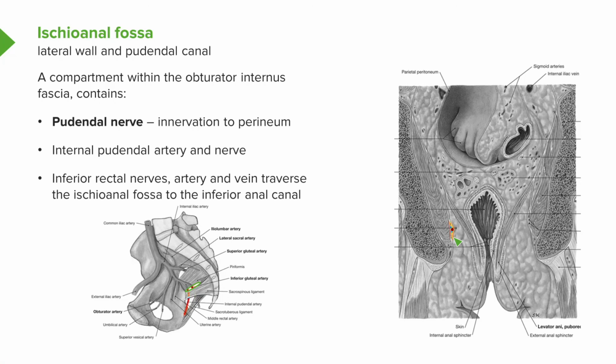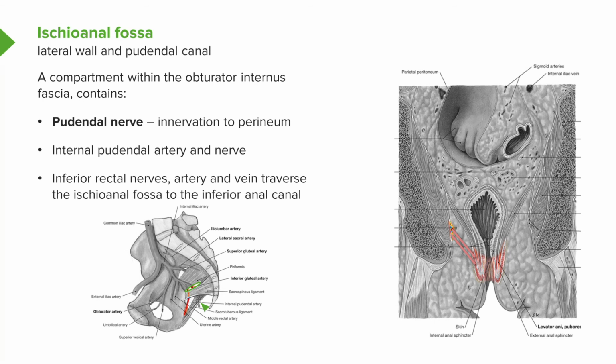Coming from it are going to be the nerves and the blood vessels that supply the inferior part of the anal canal, supply this region down here. So running through the ischioanal fossa, we're going to be having the inferior rectal nerve, artery and vein running through the ischioanal fossa to supply the inferior anal canal.